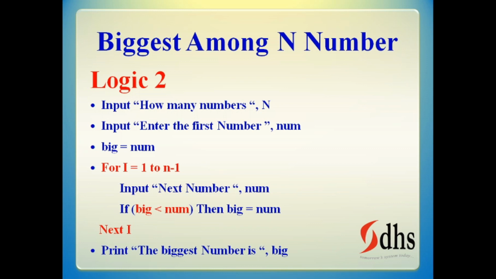Input the next number, 20 I am telling. If big is less than num, you are checking. 10 is less than 20, yes, then replace. That is, big becomes 20. In the next cycle, the next number is 15. Is big less than num? No. So the 20 only is retained in big. It will keep doing this, and then print the biggest number, so whichever is the biggest number is going to be printed.